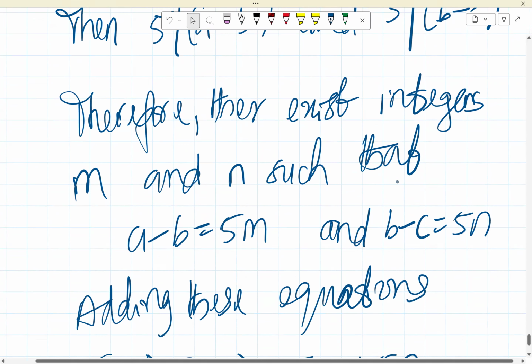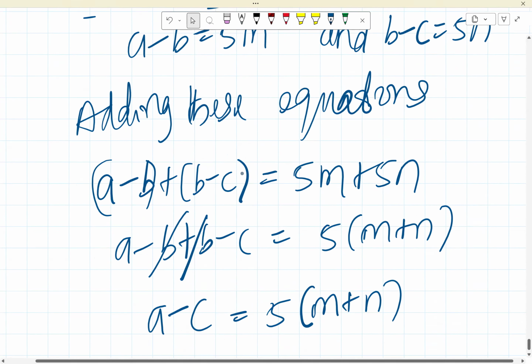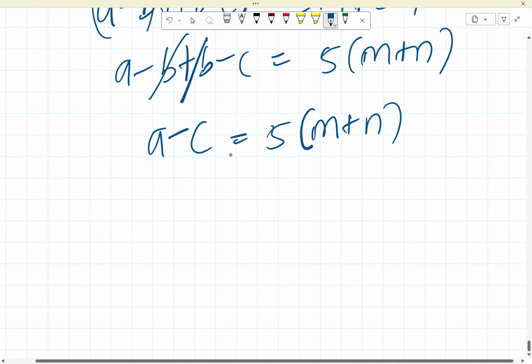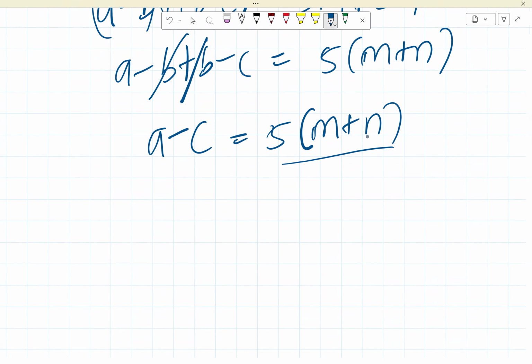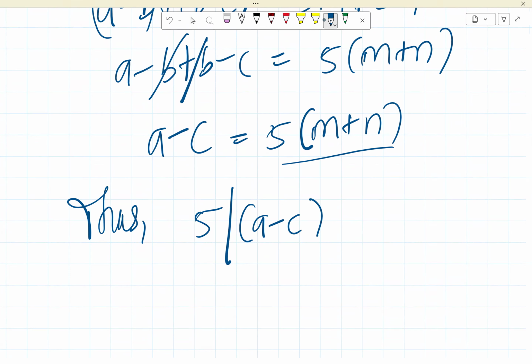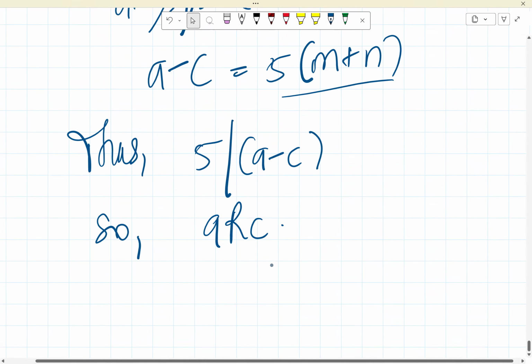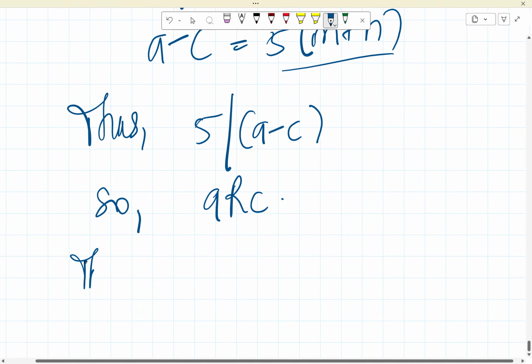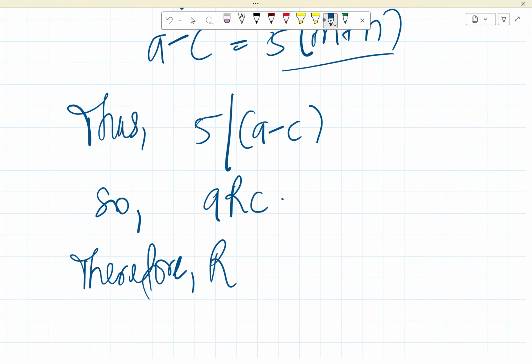Don't forget, both m and n are integers. So m and n are integers like that. So here now we see that 5 divides a minus c, because 5 can divide this here. So we say thus 5 divides a minus c, so that we can then say a is related to c. Therefore R is transitive. So we've been able to prove all the 3 conditions for equivalence relation.